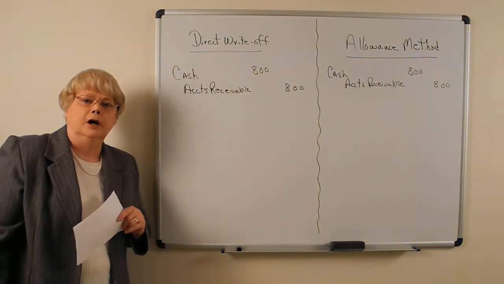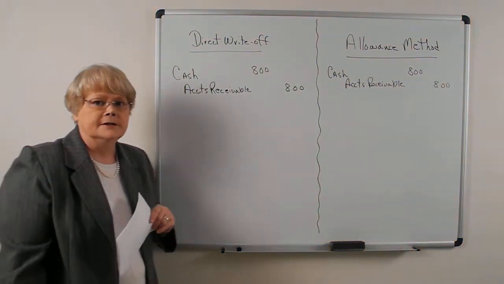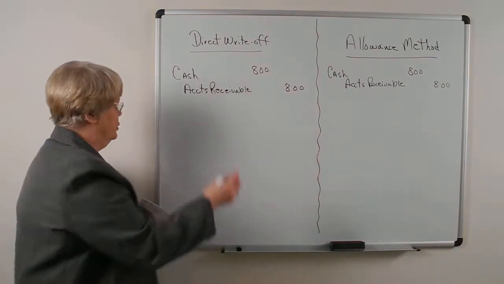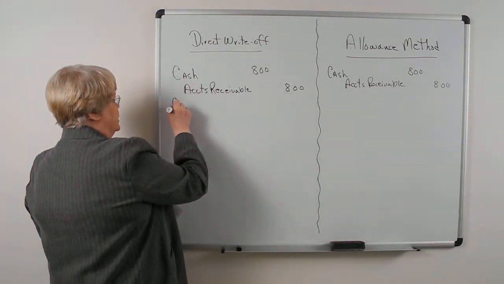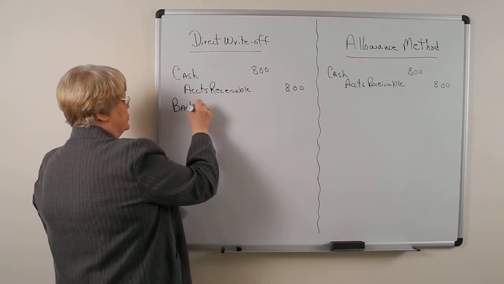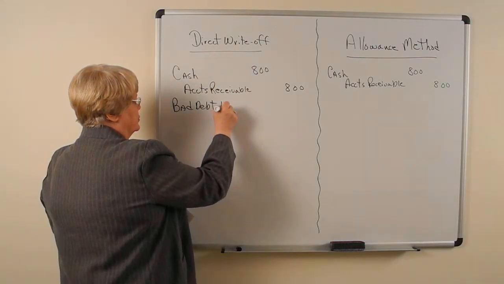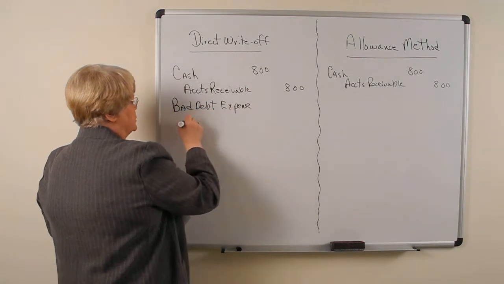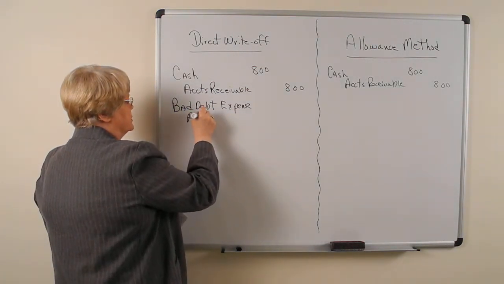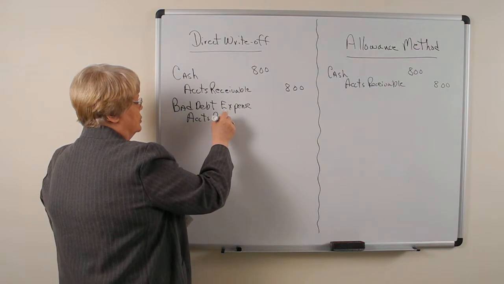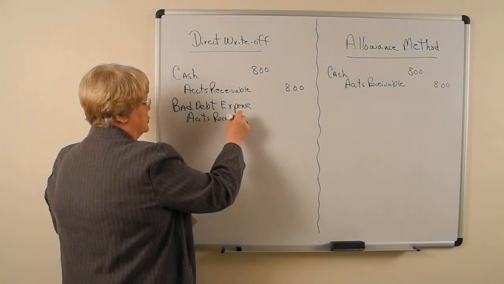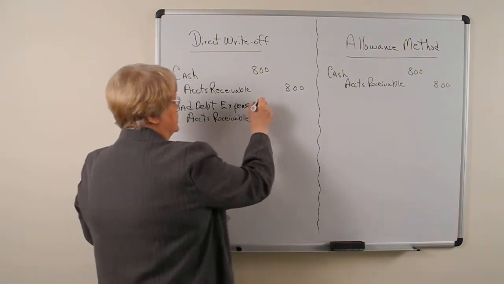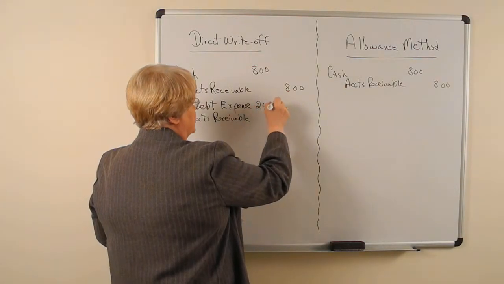But now we're going to write off the rest of it. The balance is $2,400, so over here we're going to debit bad debt expense and credit accounts receivable. We actually could have made this together as one journal entry, but you can see what's going on a little bit better if we make two.